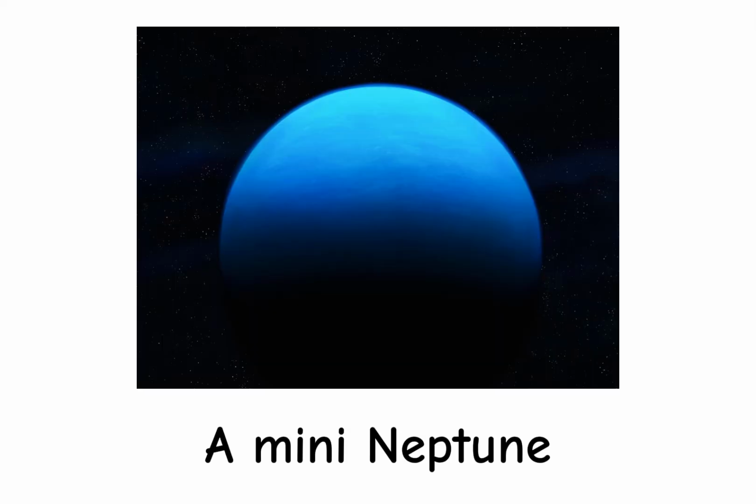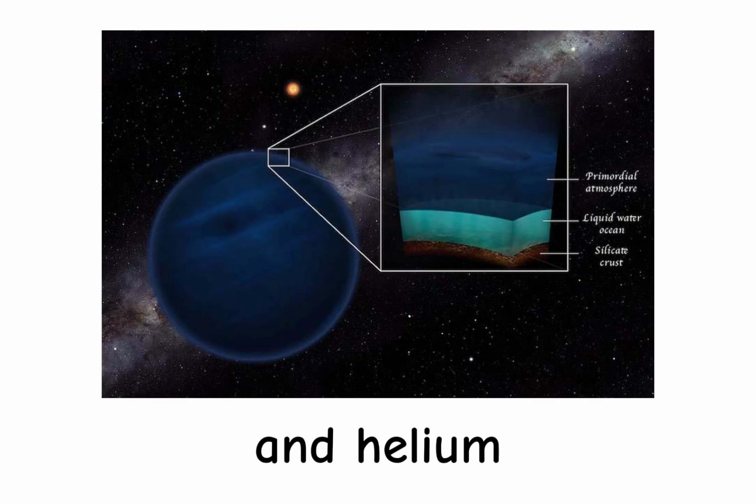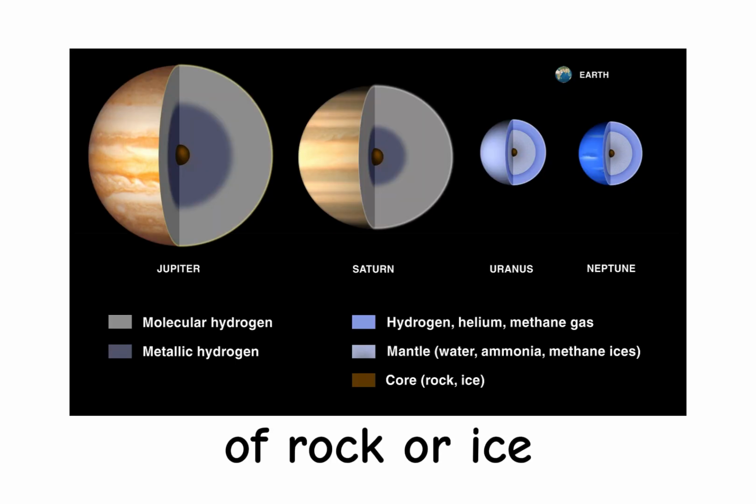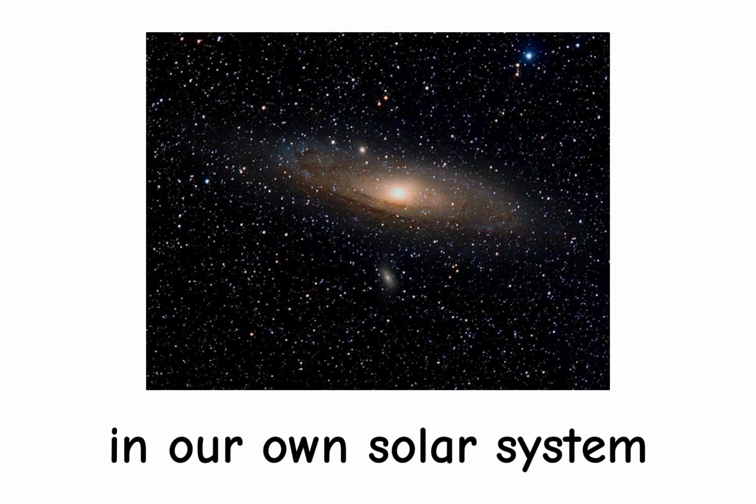Mini-Neptune. A mini-Neptune is a planet smaller than Neptune, but still surrounded by a thick atmosphere of hydrogen and helium. These planets usually have a dense core of rock or ice beneath their gas envelope. They are common in other planetary systems, but do not exist in our own solar system.